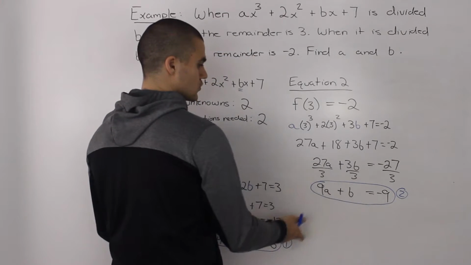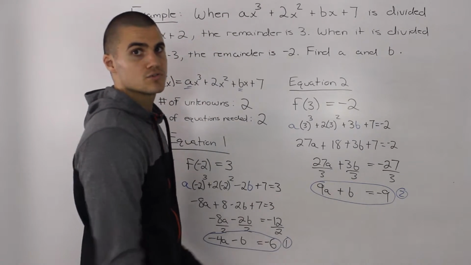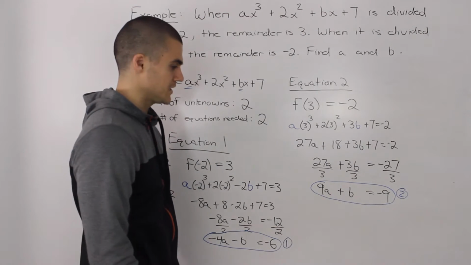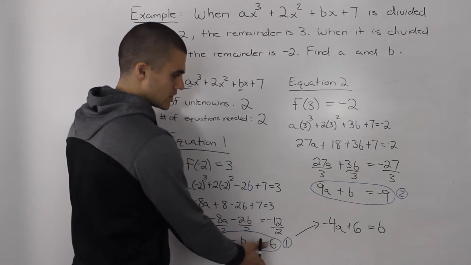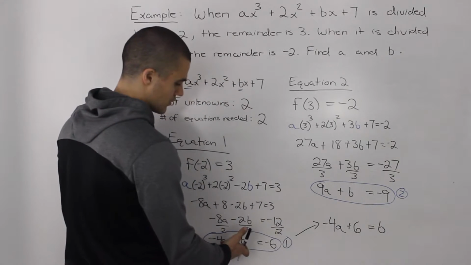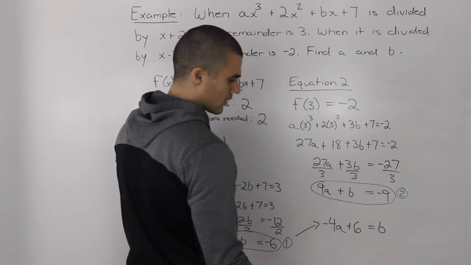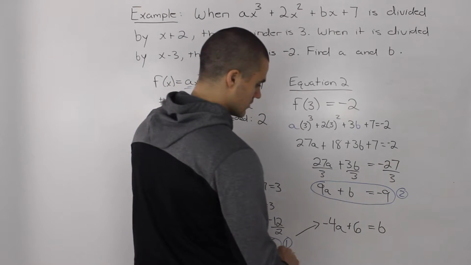So now we've got 2 equations and 2 unknowns, and we can use either substitution or elimination to solve for a and b. So what I'm going to do is take equation 1 and isolate for b. So I brought this negative b over and I brought the negative 6 over. So we end up with negative 4a plus 6 equals b.